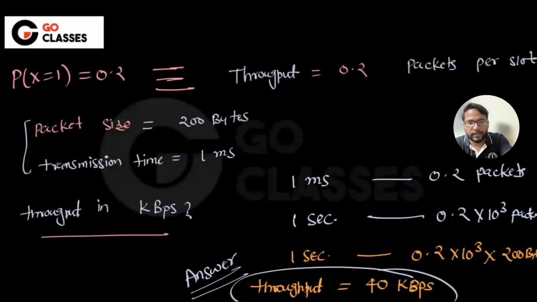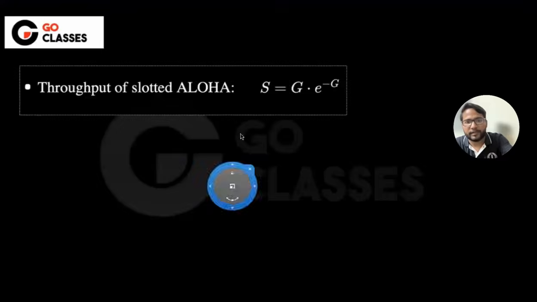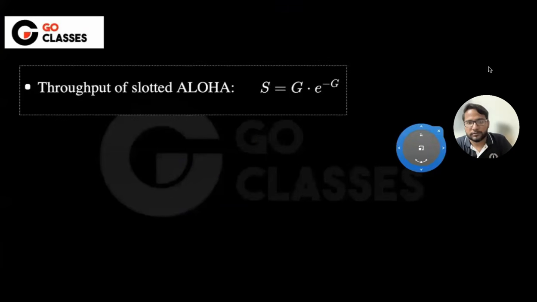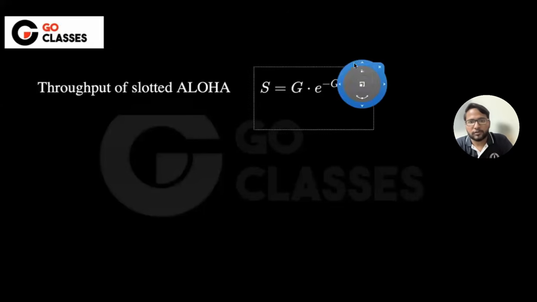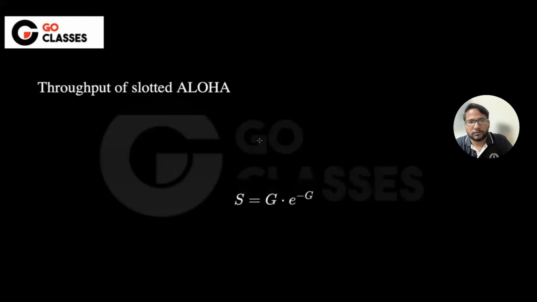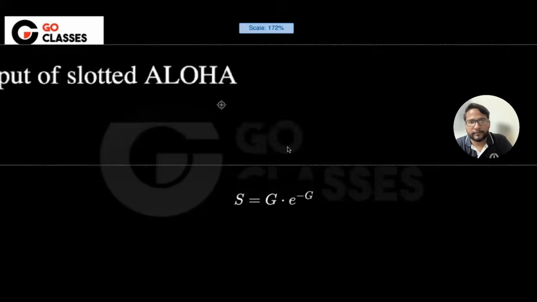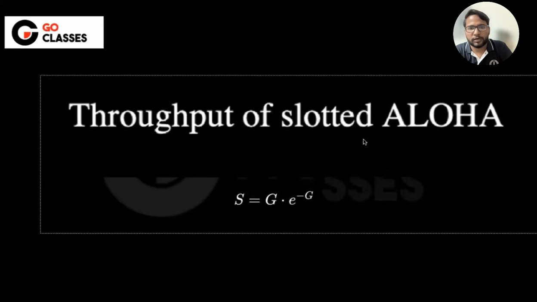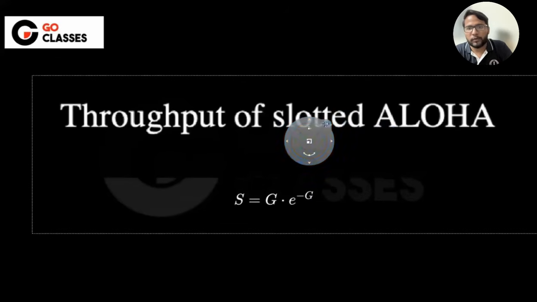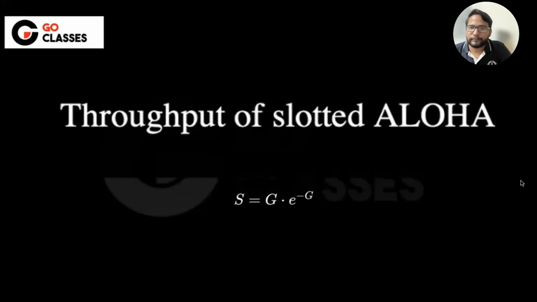So maybe I can write this line here also. Let's just put this as a heading: what is the throughput of slotted Aloha? It is G times e to the power minus G. Is this fine to everyone? This is the throughput of slotted Aloha, right?